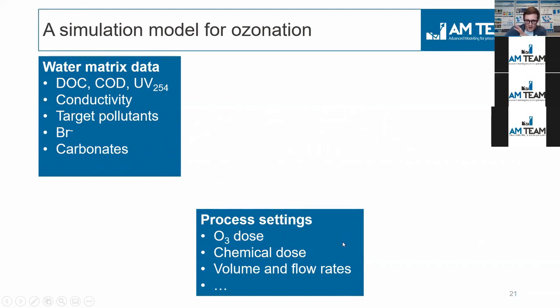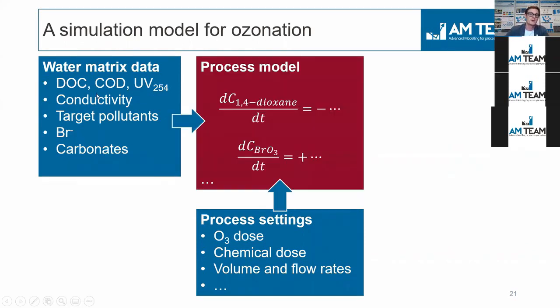And then you have other things, which are your process settings. This is what you decide upon. Which ozone dose do you use? Do you use chemical dosing? For example, do you add peroxide? What are the volumes and the flow rates you are going to treat? Things like that. So this is engineering questions. The left one is actually the water matrix questions.